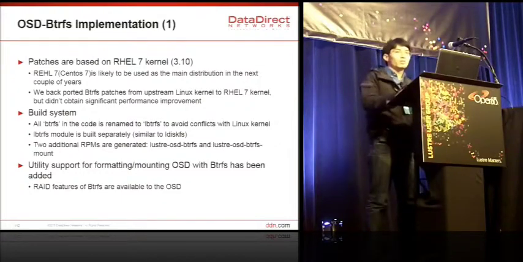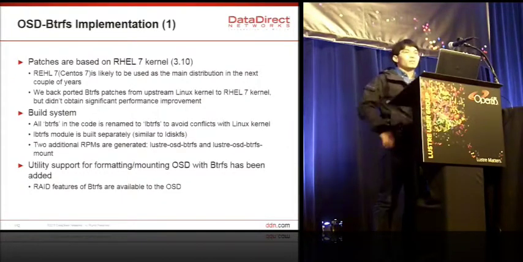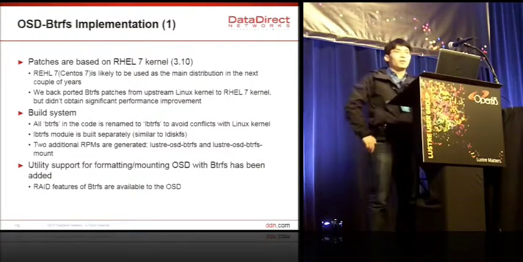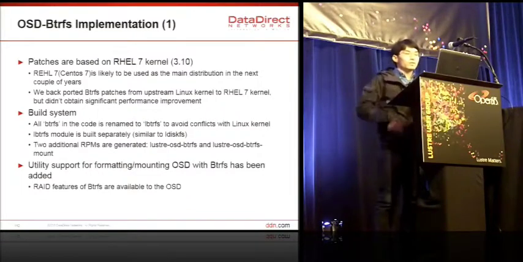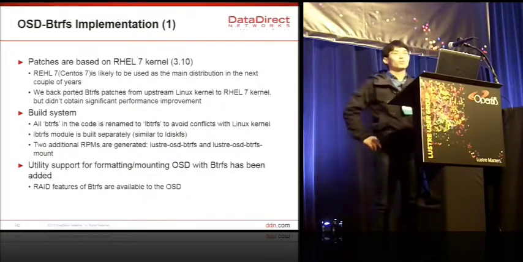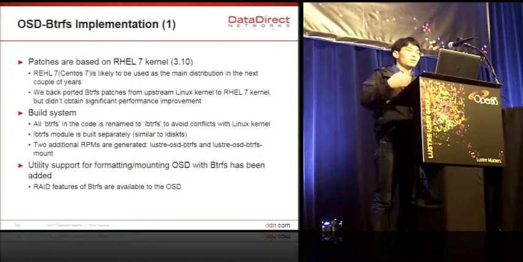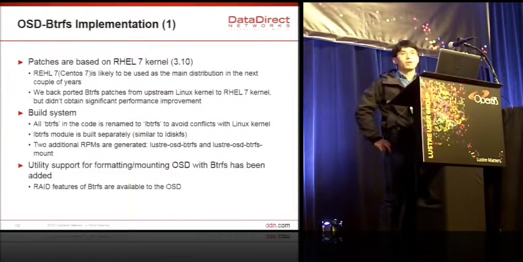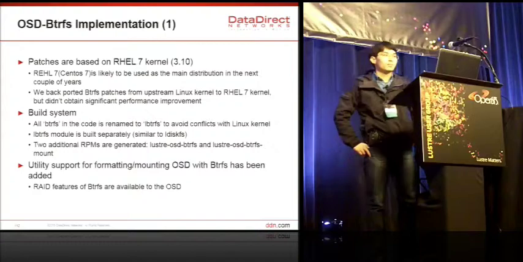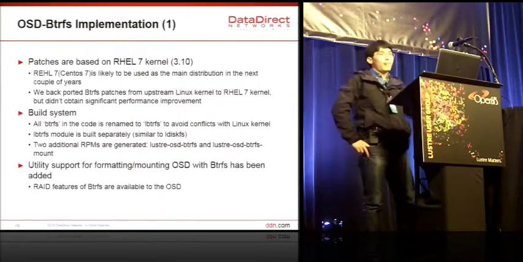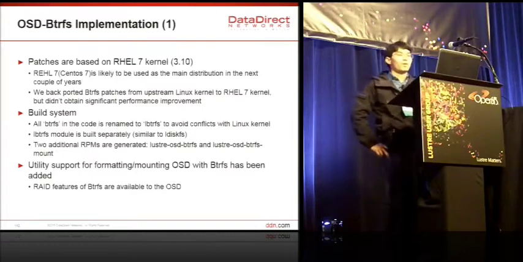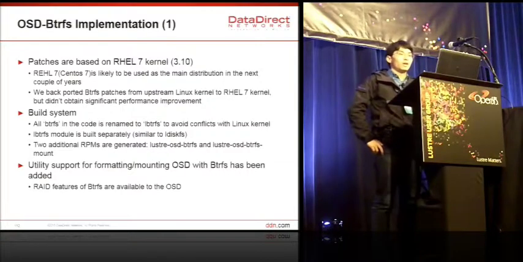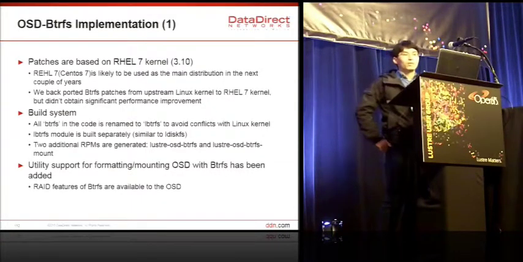And we changed the build system of Lustre. We made sure all the Btrfs names in the code are replaced by ldiskfs to avoid conflicts. The ldiskfs module is built separately, and we can generate two additional RPMs. As soon as we install these RPMs, we can use Btrfs as the OSD type of Lustre. We also added utility support for Btrfs OSD, so we can use the great features of Btrfs in the OSD.